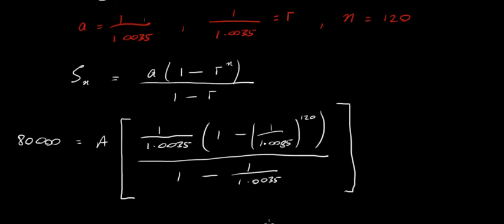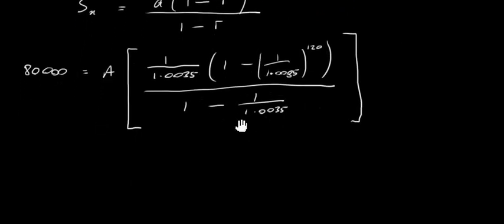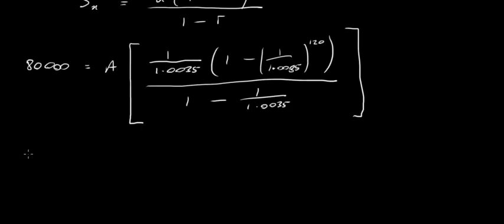Okay, so that's a rather big calculation to do, but just do it in steps and it should work out nice and neatly for you. So 80,000 on the left hand side, we've got a here. Work it out in steps, as I say. Work out this bit, subtract it from 1, multiply by this, and then divide by this here. But what you end up with is a multiplied by 97.8489137.